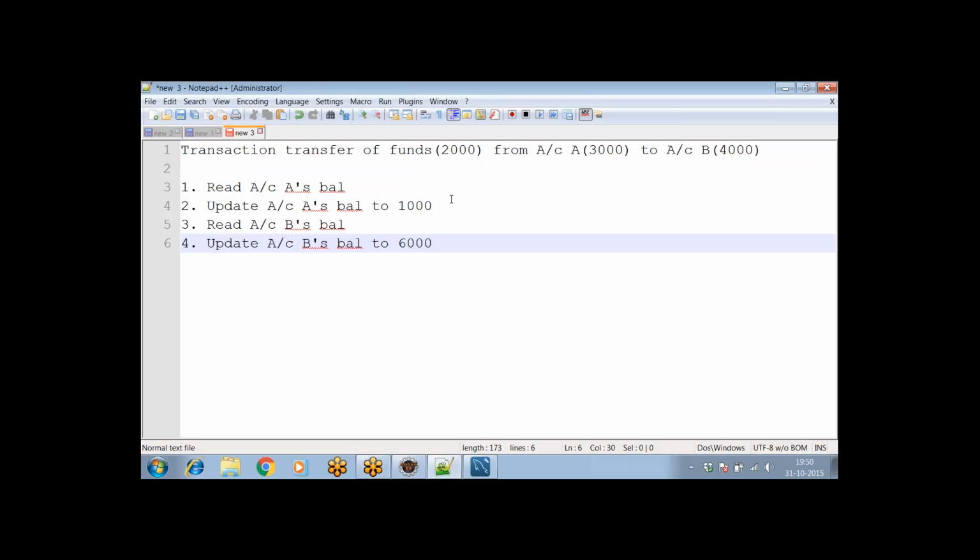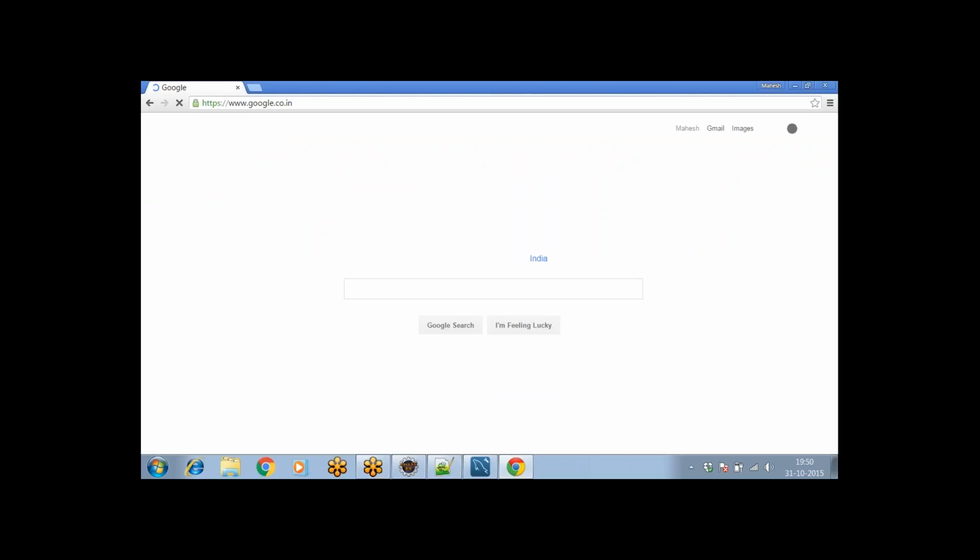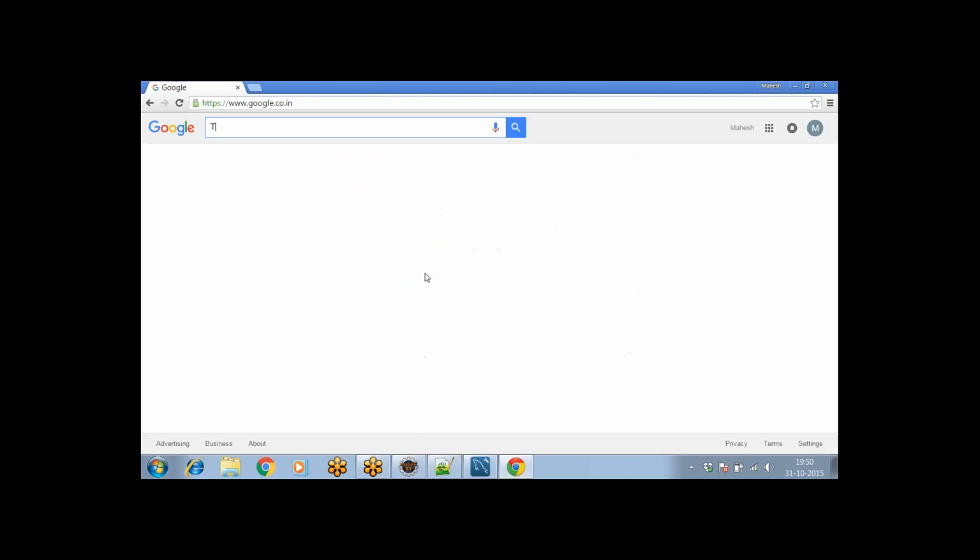So let's read more about a transaction here, and we'll try to understand more about the transaction. Let's see. We'll take a definition from the online itself. Transaction.